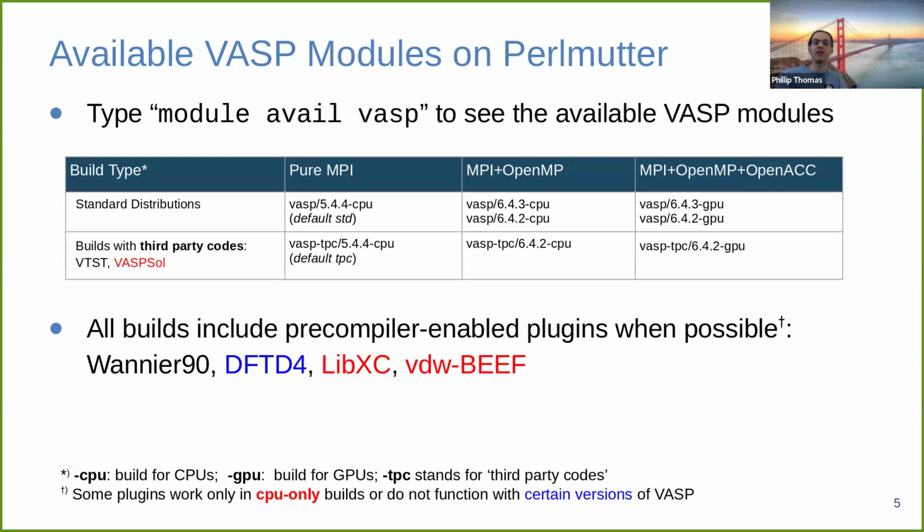One thing to point out is that when using the plugins, not all of the plugins work for all of the builds. So some of the plugins, such as libxc and BEEF, are not compatible with the GPU builds of VASP. And also the DFT-D4 utility is compatible only with VASP versions up through 6.4.2. But within these constraints, we generally try to enable as many plugins in the builds as possible.